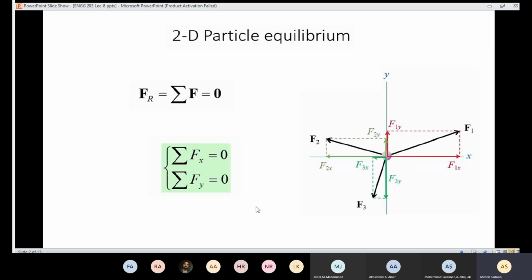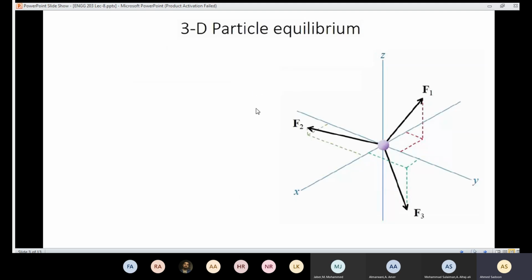If I'm going to have more than 2 unknowns, then it's impossible to use the equations of equilibrium alone in order to solve the problem. So the maximum number of unknowns in a 2D system is going to be 2. If I have more than 2 unknowns, then the equations of equilibrium are not enough in order to solve the problem.